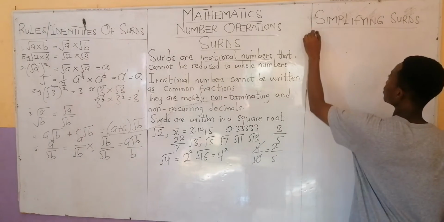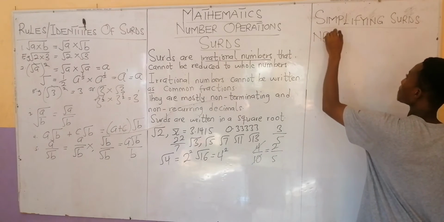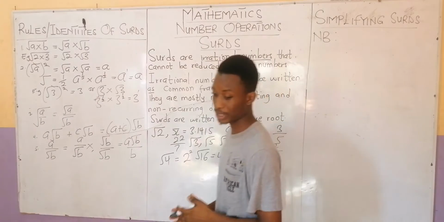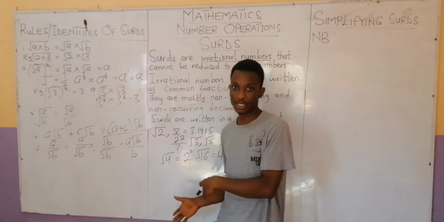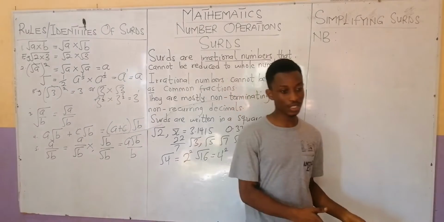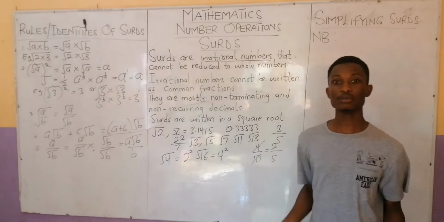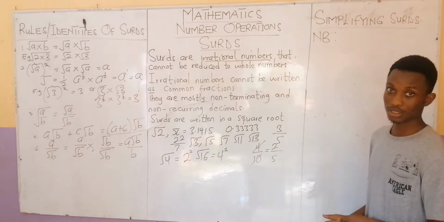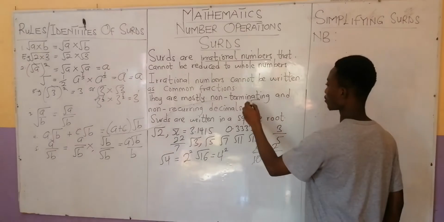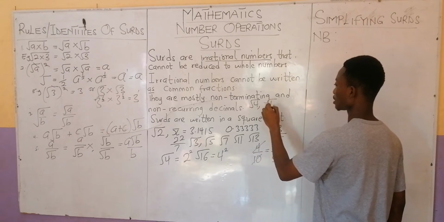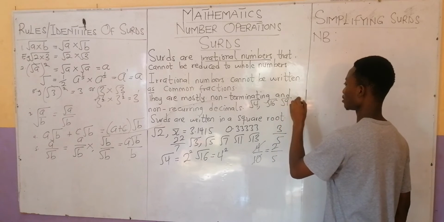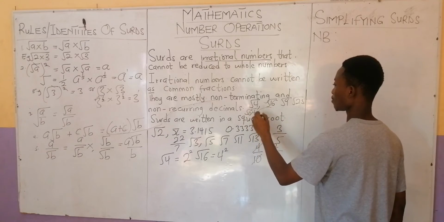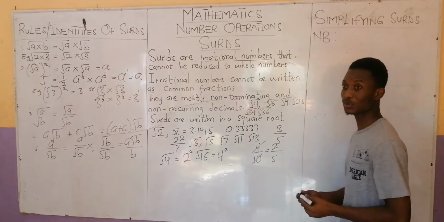Okay, now note the following. Now, let me also make this statement. Perfect squares are different from surds. But we use them in surds. They are different. If I have root of 4, root of 16, root of 9, root of 25, root of 64, all these things are perfect squares.